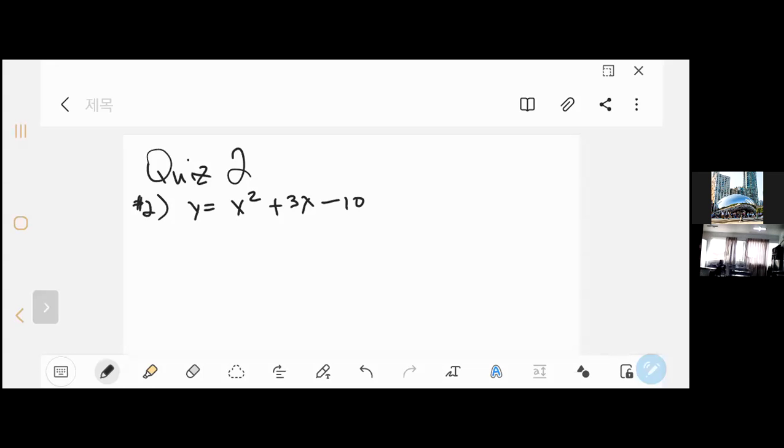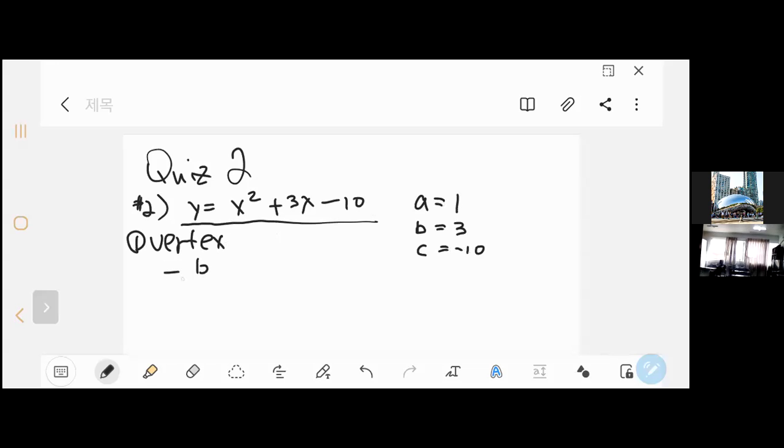Okay, so let's go over the second question from quiz 2 that we did today. The first question, we have to find the vertex. Because it's in standard form, I know my A is 1, my B is 3, and my C is minus 10. To find the vertex, I need minus B over 2A. I'm going to plug in the numbers: 3 into B and 1 into A, which is negative 3 over 2.